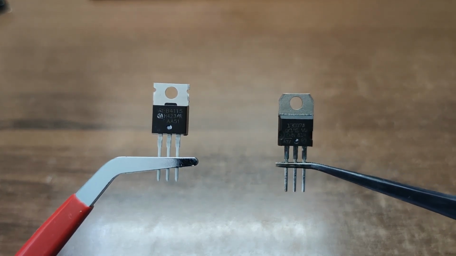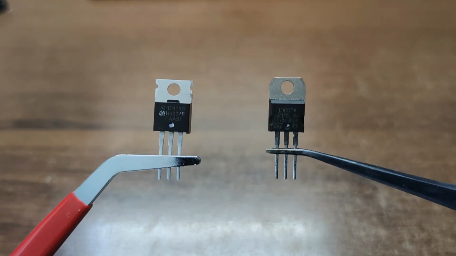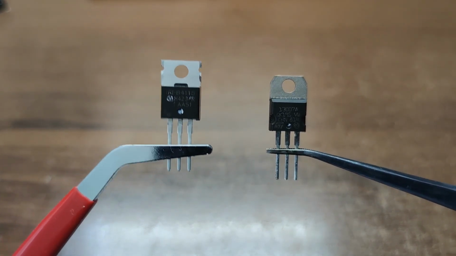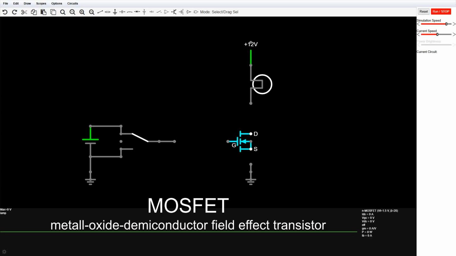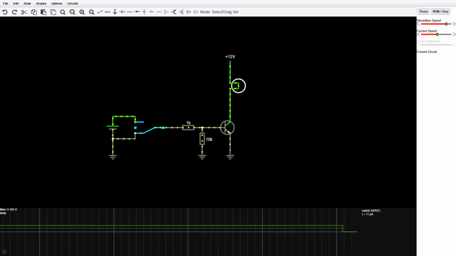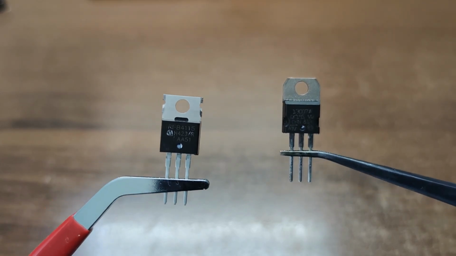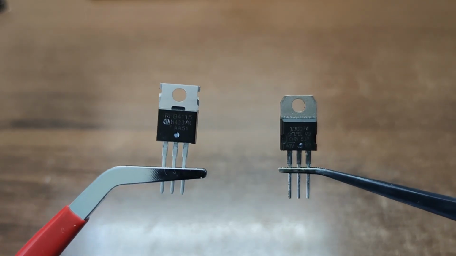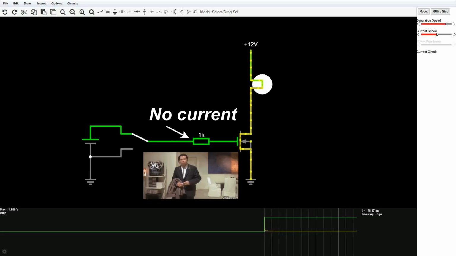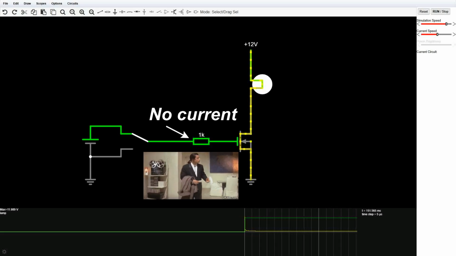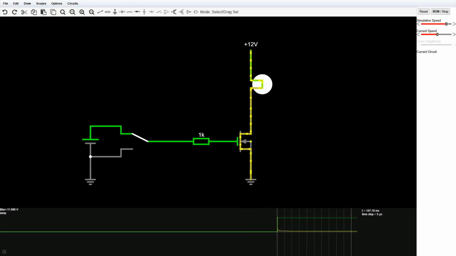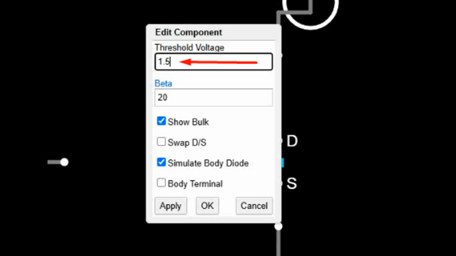Next type of transistor is the field effect transistor, or MOSFET, perfect for higher currents with minimal effort. Unlike bipolars, MOSFETs need almost no continuous current to stay on. The gate is isolated, like a capacitor plate. Voltage controls it, not current. Threshold voltage is when it starts to conduct.